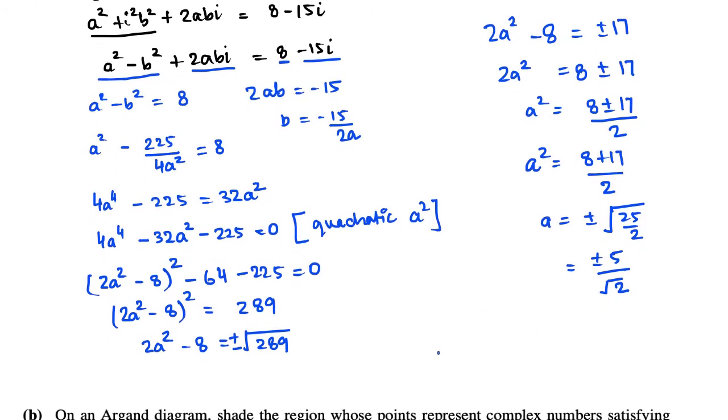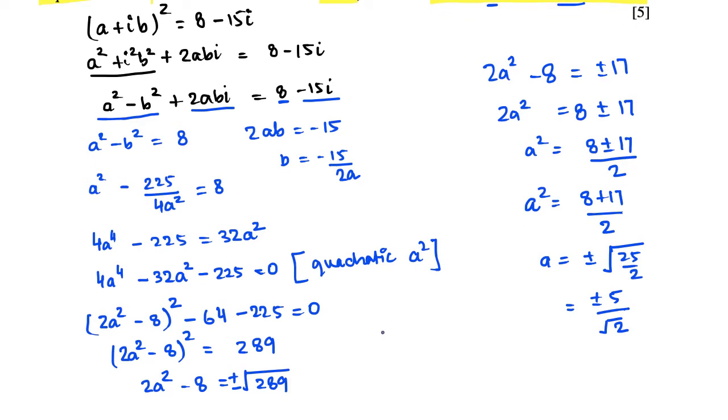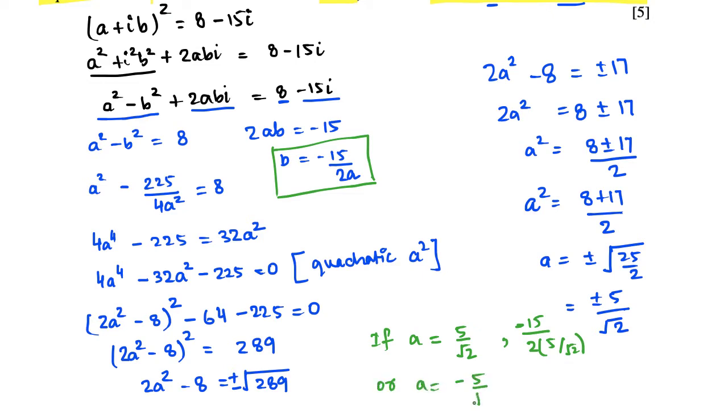Okay, now in this situation we have to simplify. If a = 5/√2, then the value of b using this equation would be −15/(2 × 5/√2). This is the value of b. Or if a = −5/√2, then b would be −15/(2 × −5/√2). So now if you simplify, you will get two possible values.